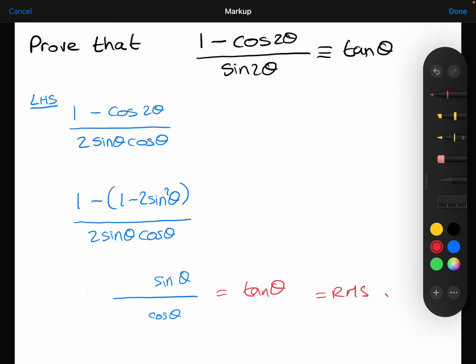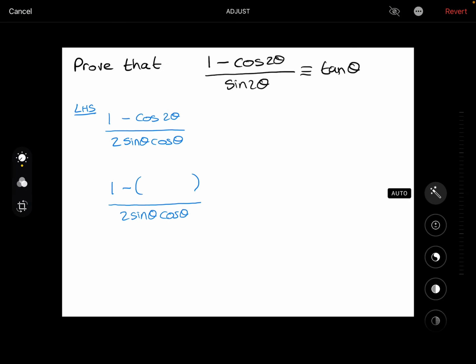So by thinking carefully about how to replace the cos double angle formula, looking at what I'm aiming towards, giving me a clue as to put the sine on the top, helped me to solve that problem.